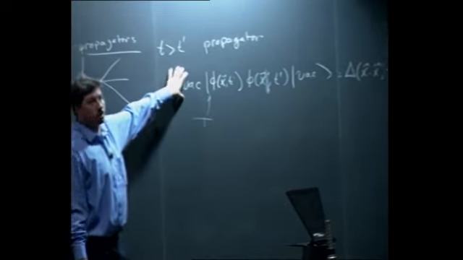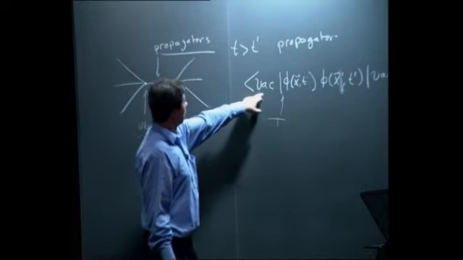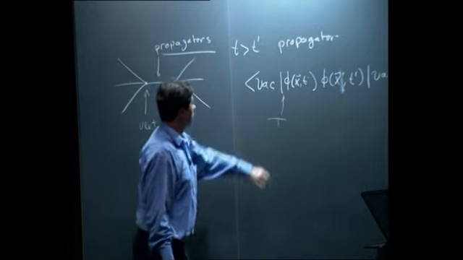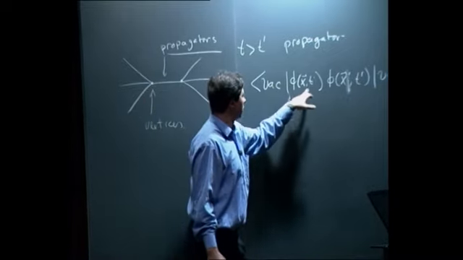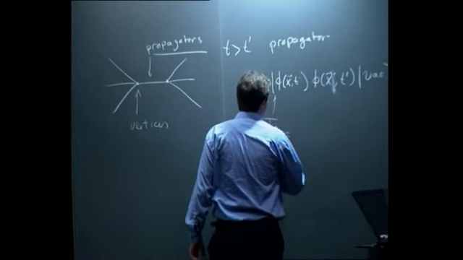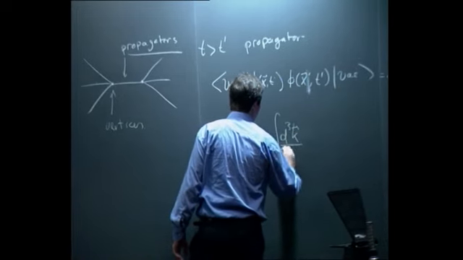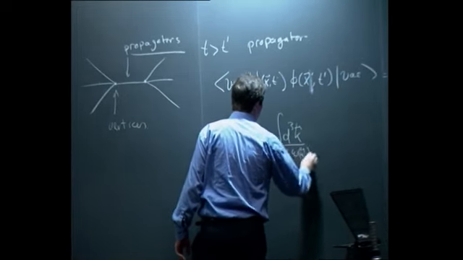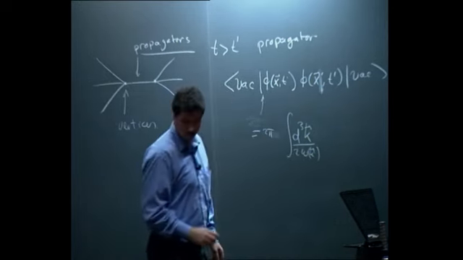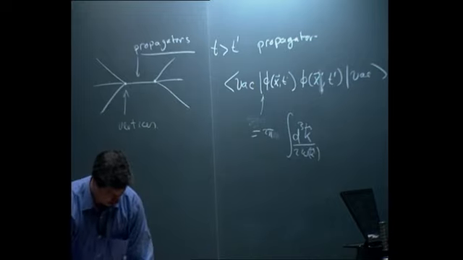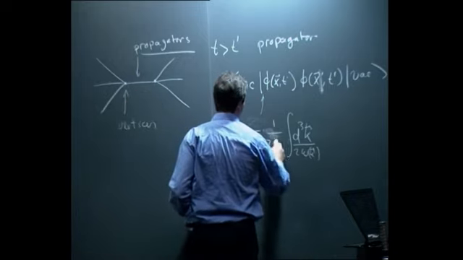If you use the expressions which I gave before in the lecture yesterday, insert those expressions, and use the fact that we know how to commute creation and annihilation operators, you'll find that this can be written as an integral over momentum space with the usual normalization, the 1 over 2 pi to the third.